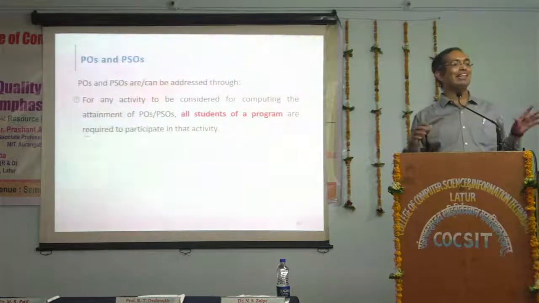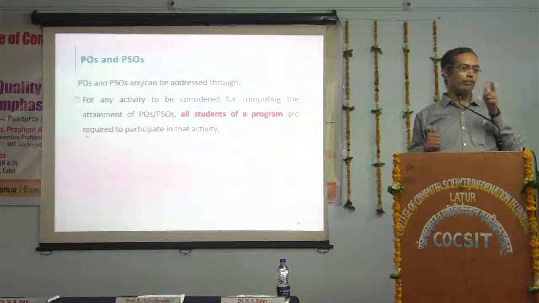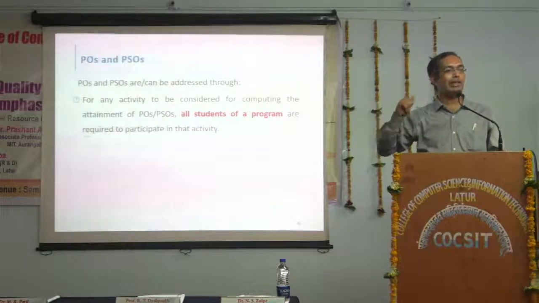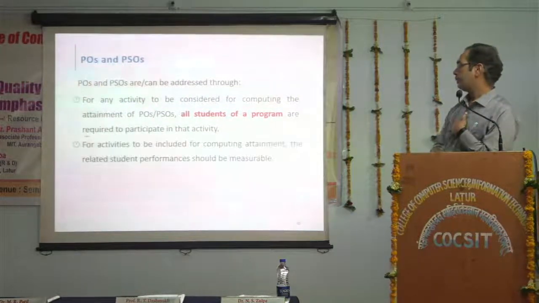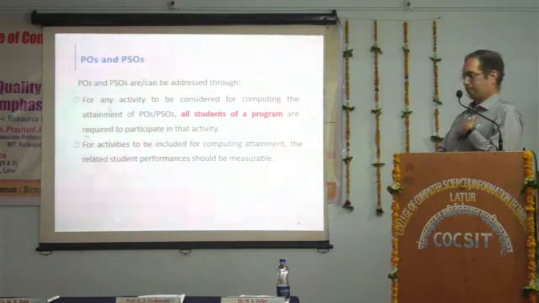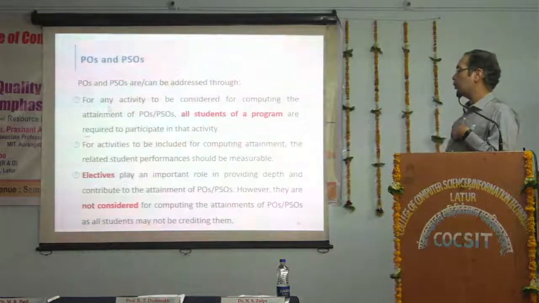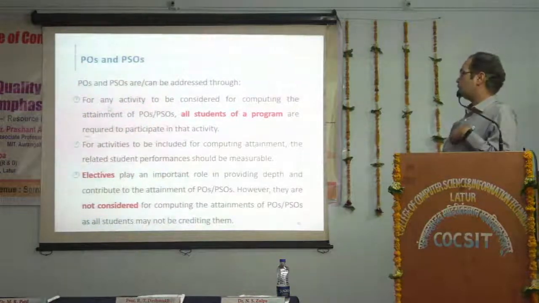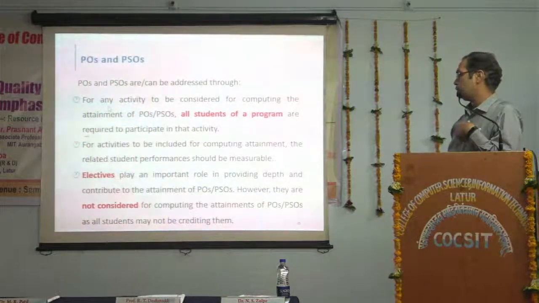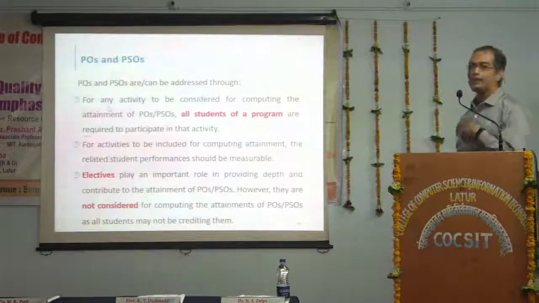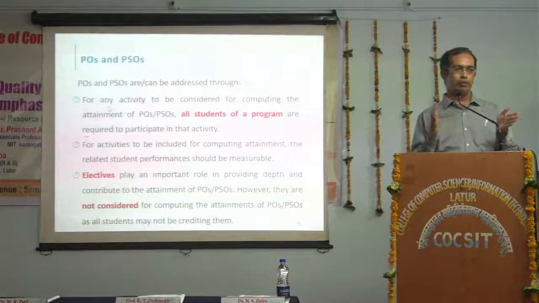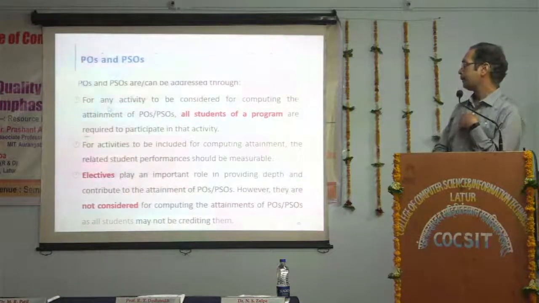It is not the case that electives are not important, but the attainment will be difficult, because elective 1 may be different, elective 2 may be different, elective 3 may be different. That's why attainment is done only through the core course. For activities to be included for computing the attainment, the related student performance should be measurable. So electives play an important role in providing depth and contribute to the attainment of POs and PSOs. However, they are not considered for computing the attainment of POs and PSOs, as all the students may not be crediting them. Because all the students are not taking electives of the same type, that's why we do not consider them.